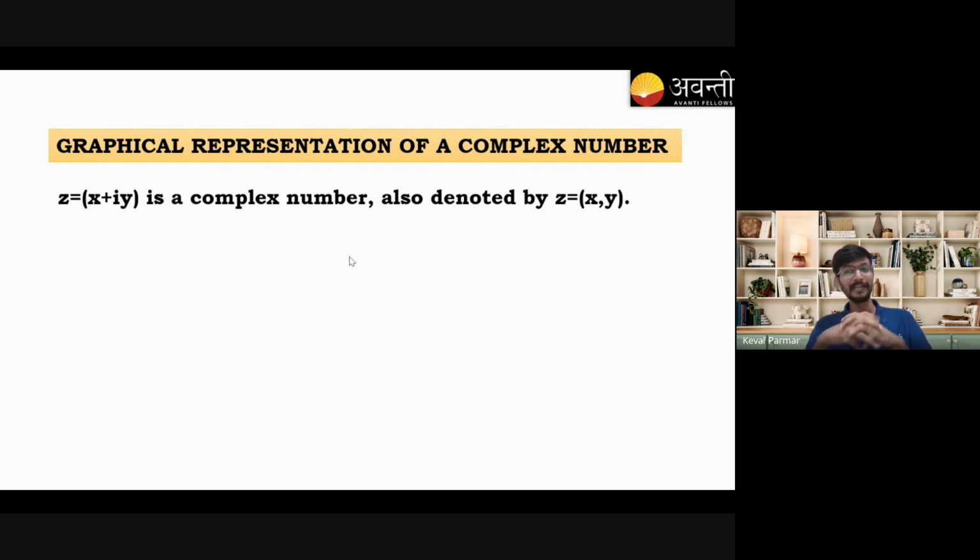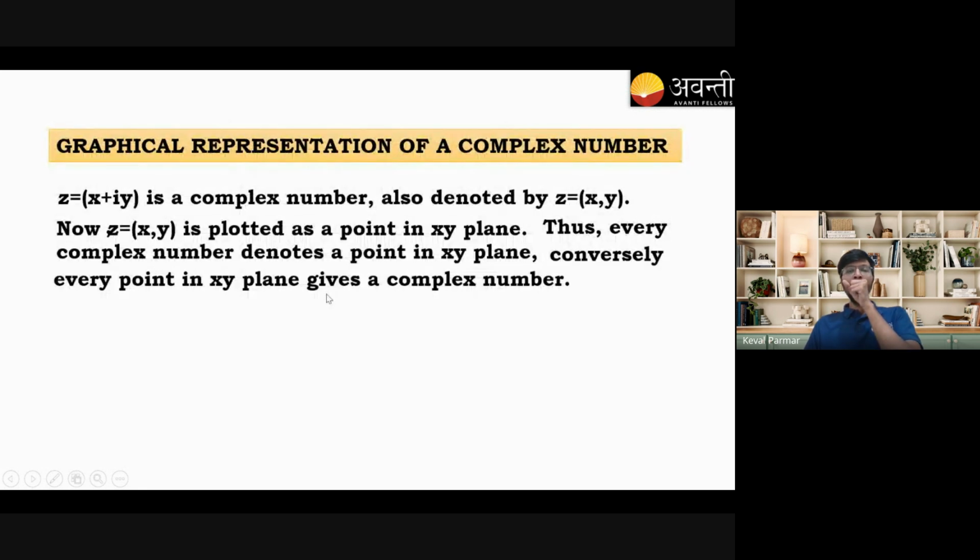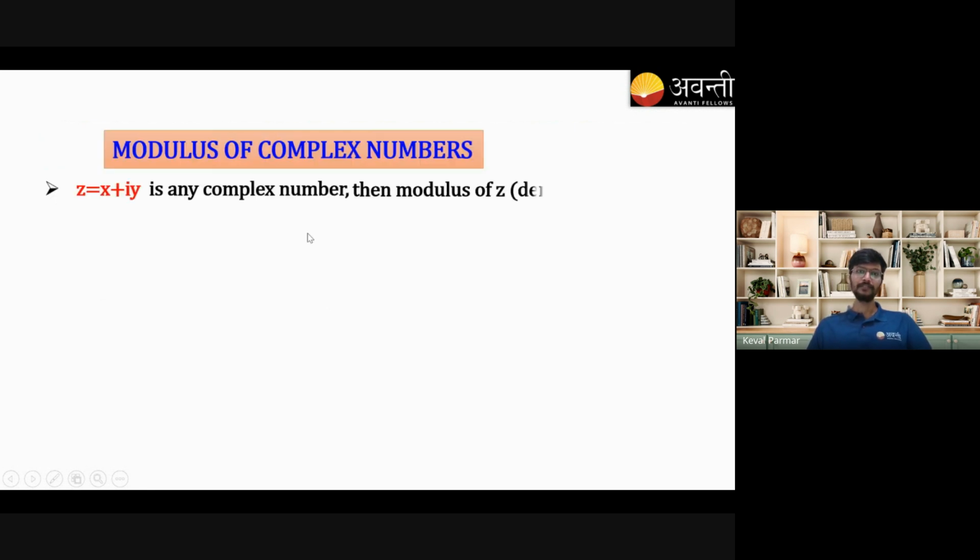Now, guys, please try to understand there is zero difference between our xy plane and this Argand's plane. It's just a name where the x-axis is the real axis, the y-axis is the imaginary axis. Correct? Everything remains the same, A to Z.